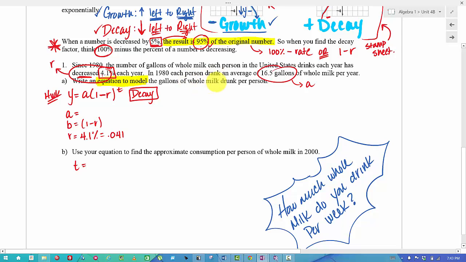In 1980, each person drank an average of 16.5 gallons of whole milk per year. Notice how they're kind of setting us up here. They tell us something previous, and to me that indicates right away that it's our initial value. So our initial value A is going to be 16.5 gallons. We'll write that in right there. We've almost got every piece of information that we need for at least what the next part is going to ask us. It says write an equation to model the gallons of whole milk drunk per person.